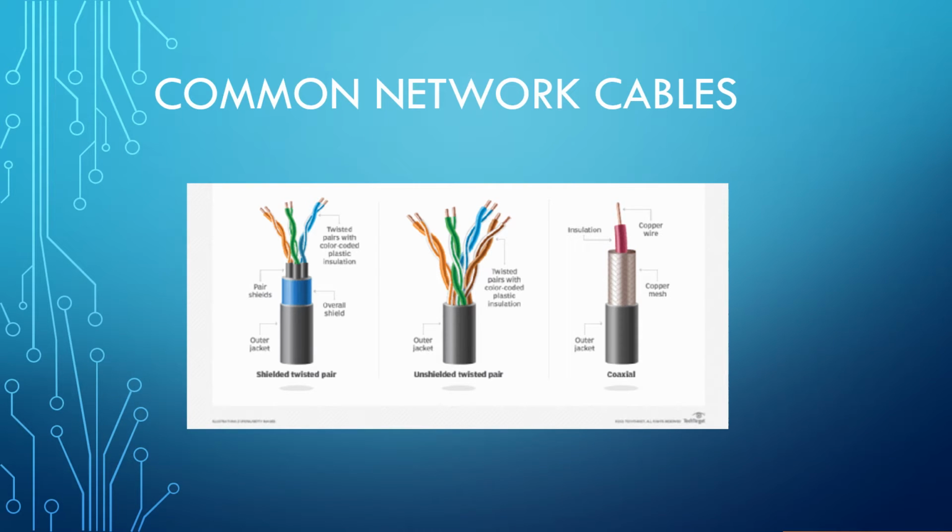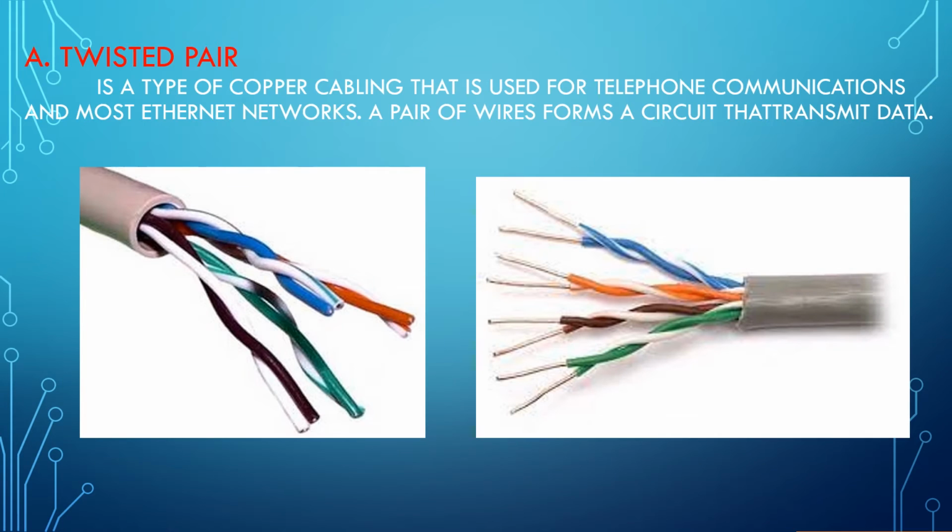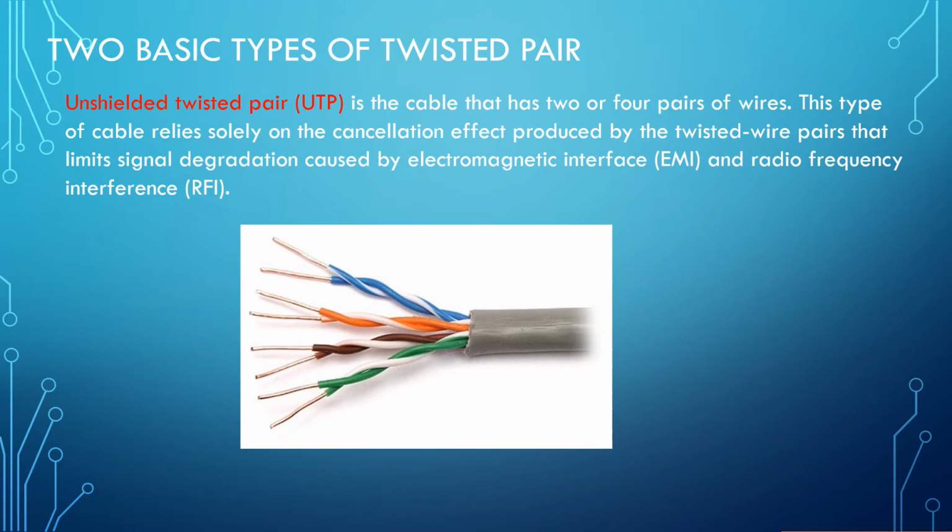Common network cables. The twisted pair. It is a type of copper cabling that is used for telephone communications and most Ethernet networks. A pair of wires forms a circuit that transmits data. There are two basic types of twisted pair.